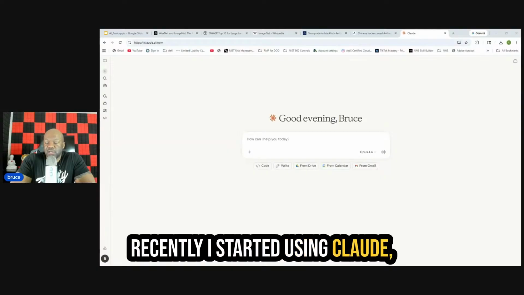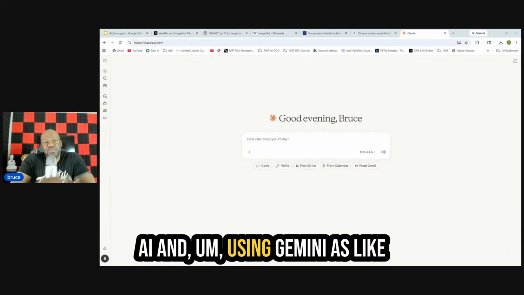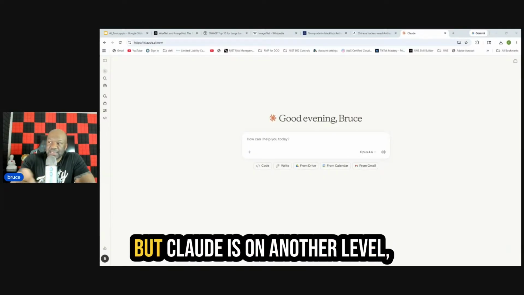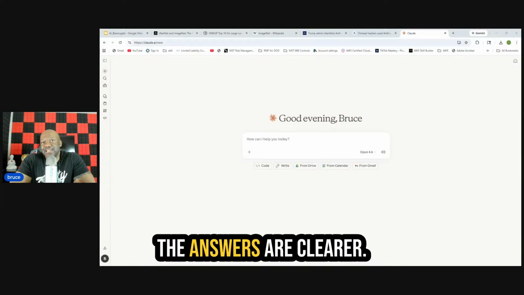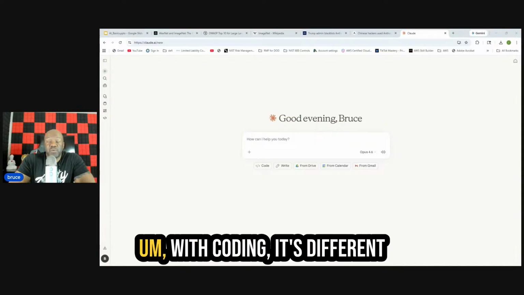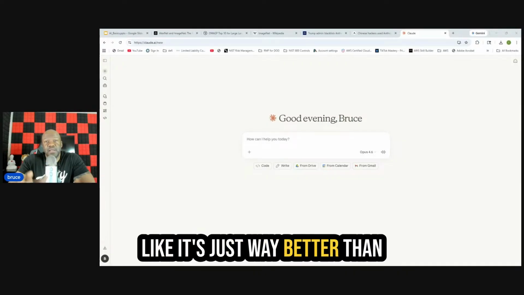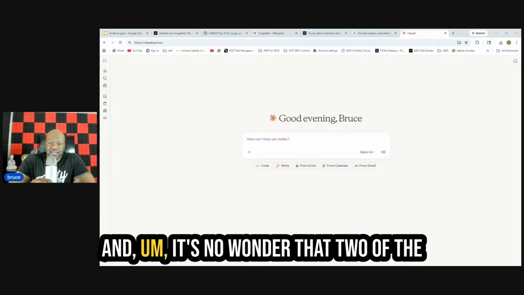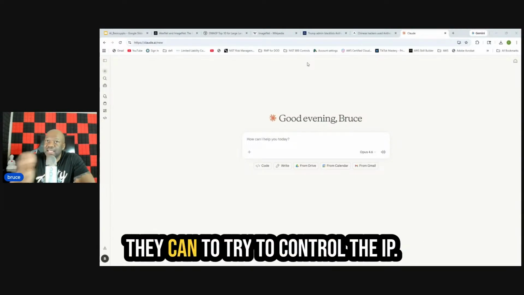Recently, I started using Claude, having graduated from OpenAI and using Gemini as a daily driver, but Claude is on another level. It's more mature. The answers are clearer. It's just different. With coding, it's different. Complex issues with writing, it's not even close. It's just way better than any other model right now. And it's no wonder that two of the most powerful organizations in the world right now are doing everything they can to try to control the IP for this product.